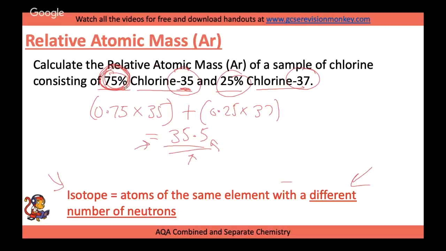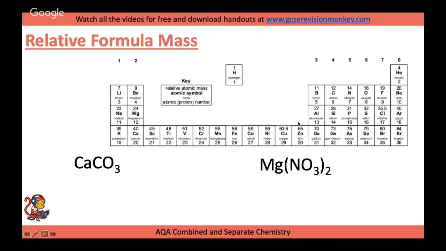If you want to divide afterwards, you can, because if you'd done 75 times 35 and then added that to 25 times 37, you would have had a really big answer like this, and then you'd need to know to divide by 100 to get 35.5. Right, the next one is relative formula mass.